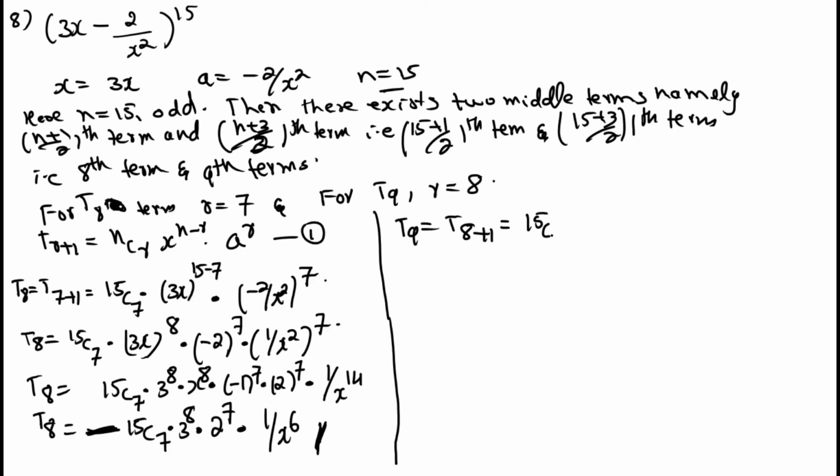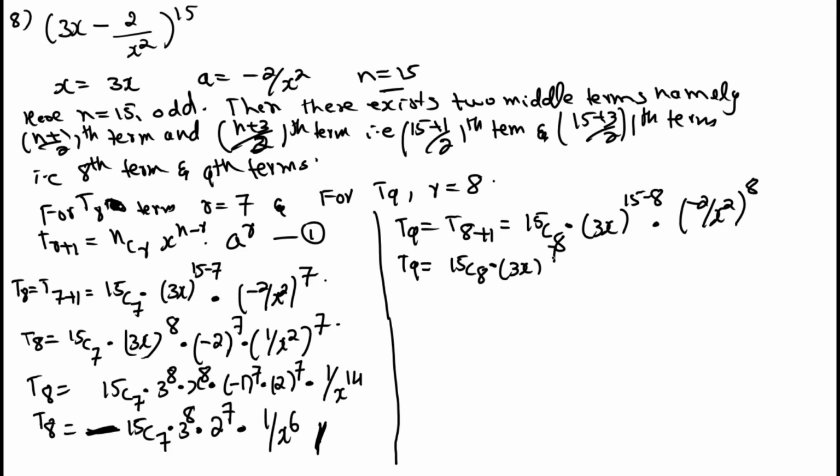nCr is 15C8, r value is 8, into 3x to the power n minus r, that is 15 minus 8, into a value is minus 2 by x square to the power r. Power r means here 8. So simplify. T9 equals 15C8 into 3x to the power 15 minus 8, that is 7, into minus 2 to the power 8 into 1 by x square to the power 8.